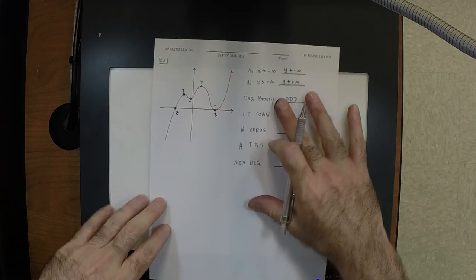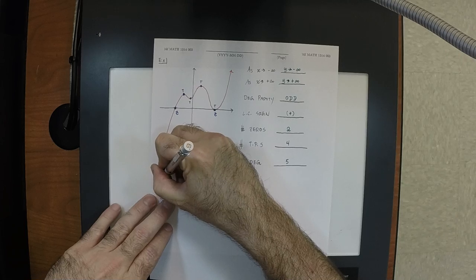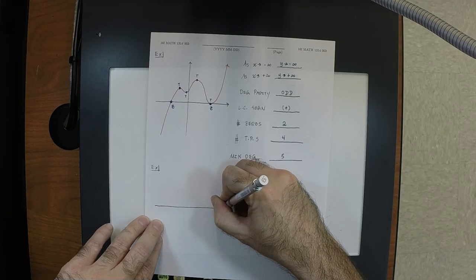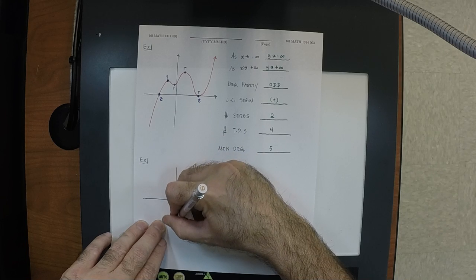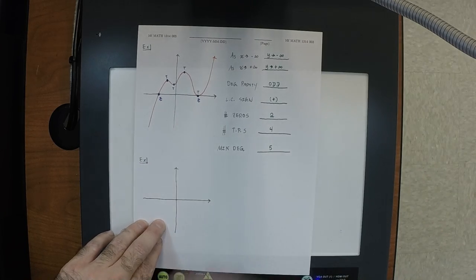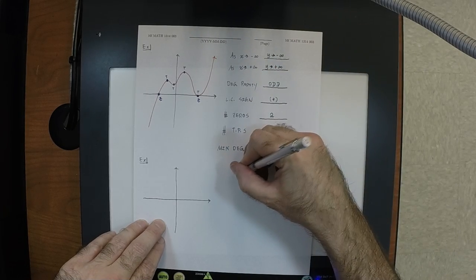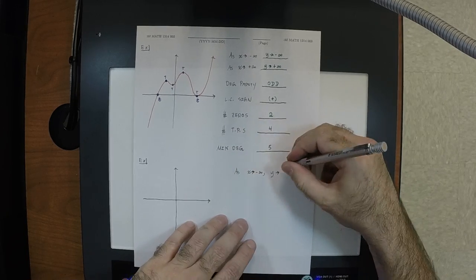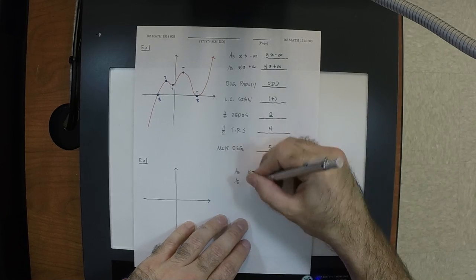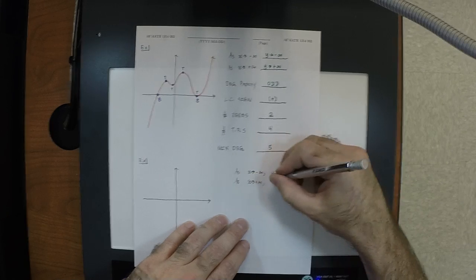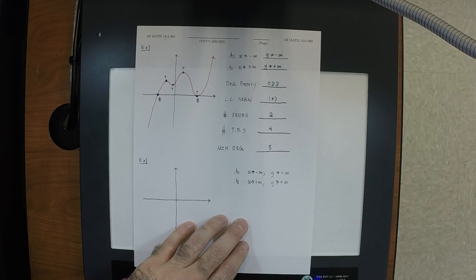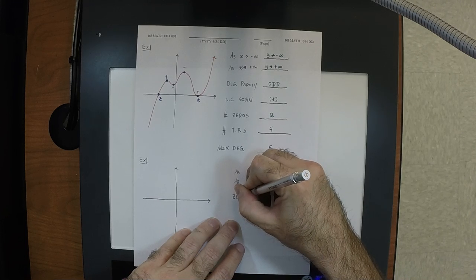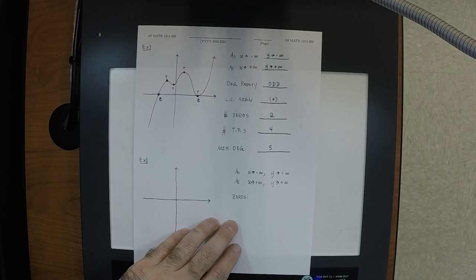What time is it? Okay, we have enough time for one more. So now I'm going to give you a drawing. I'm going to give you the axis, but I'm not going to give you the drawing. But I'm going to give you some of this information on the right. So as x goes to negative infinity, y goes to positive infinity, and as x goes to positive infinity, y goes to positive infinity. And now I'm going to tell you the zeros. I'm not going to tell you the number of zeros. I'm going to tell you what the zeros actually are.